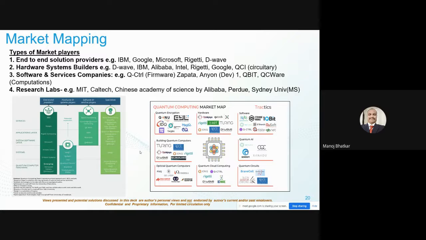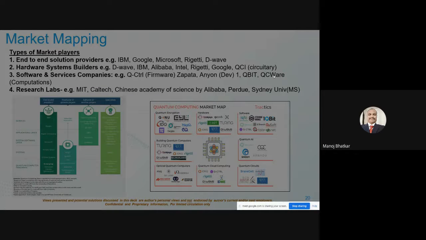Then another way to map the market by tactics is like this: which are the full players in encryption, hardware, software, AI. Xanadu is another promising startup. As I mentioned, be careful, keep an eye on Zapata, 1QBit and QCware. These are the promising companies of the future.